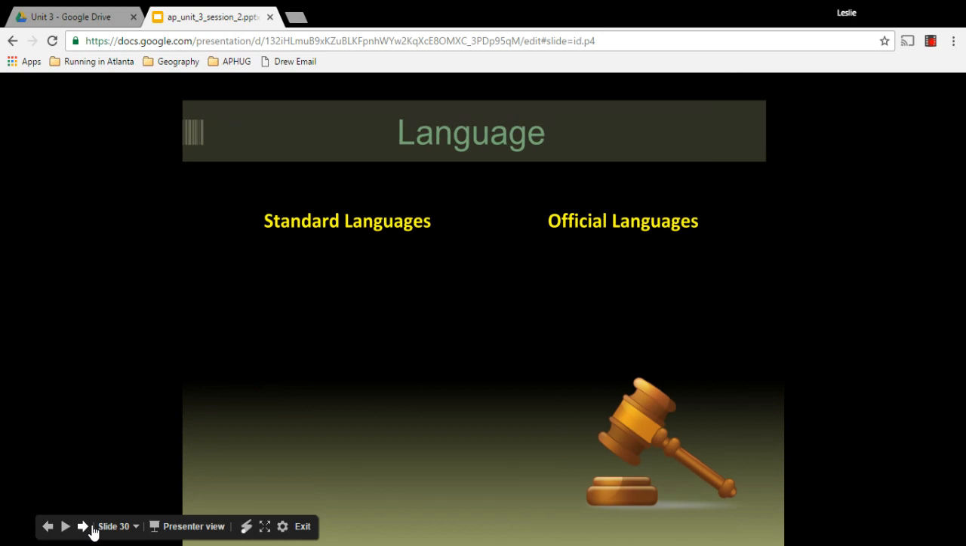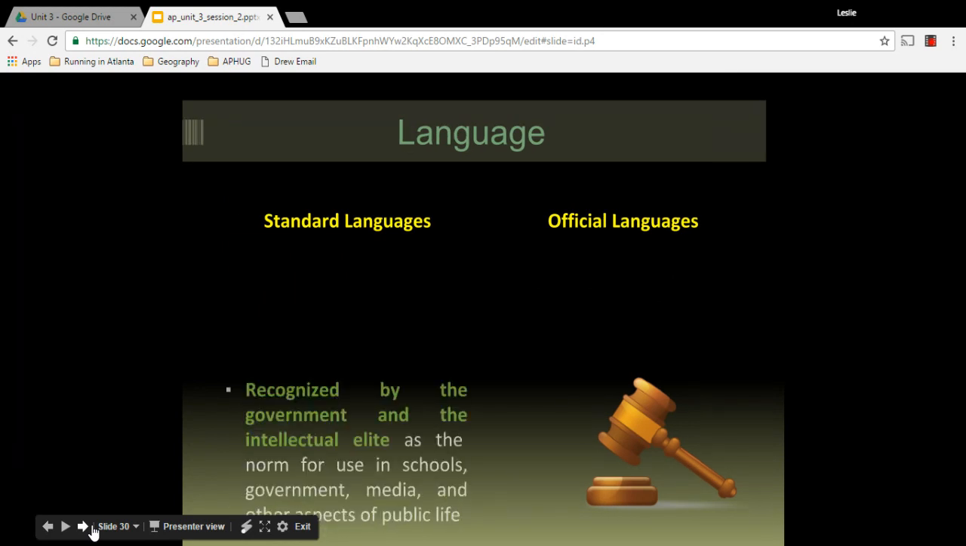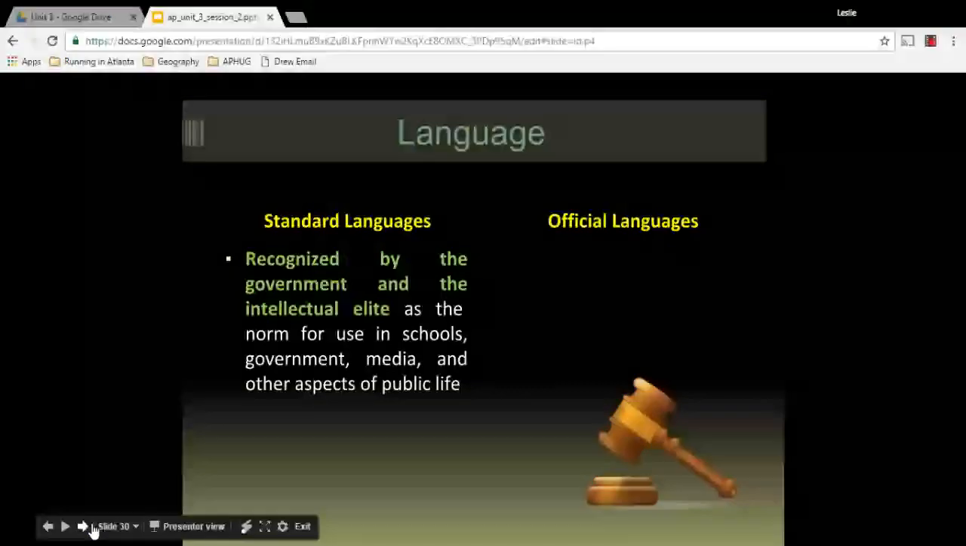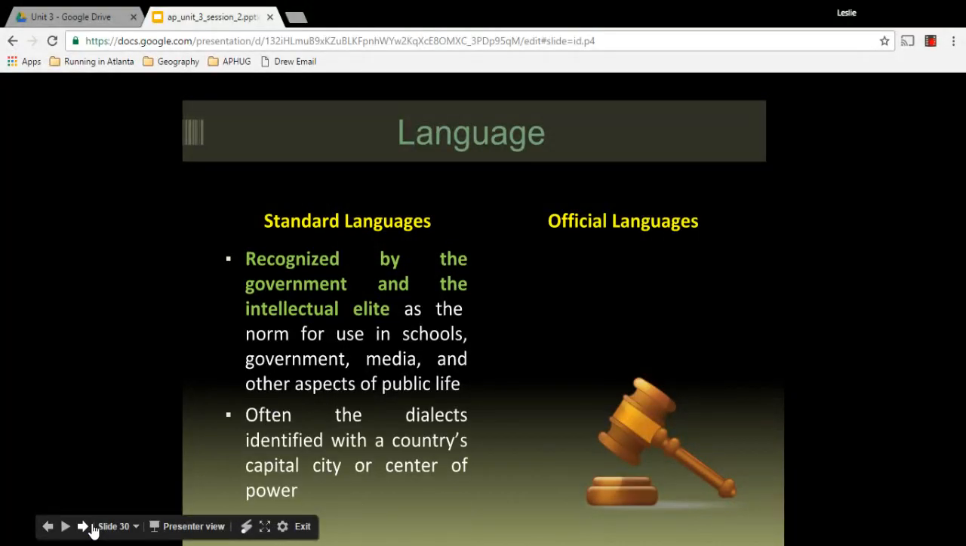All right, so we have standard languages and we have official languages. Standard languages are recognized by the government and the intellectual elite as the norm for use in schools, government, media, and other aspects of public life. Official languages, well, let me make one more point. Often the dialects identified with a country's capital city or center of power are standard languages.